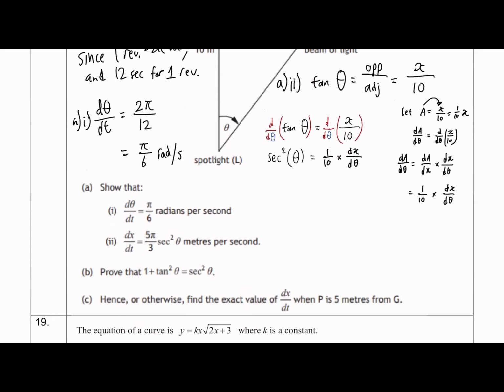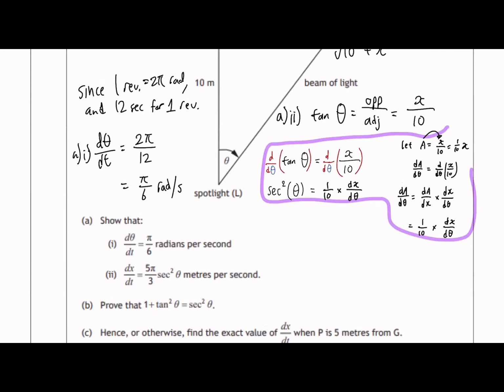Okay. This part, box it up. I don't need it. Start with this guy. Okay. Tangent theta equals x over 10. That's the clever observation you need to make in a right angled triangle. Next clever observation we want to make is dx by dt. We can split it.